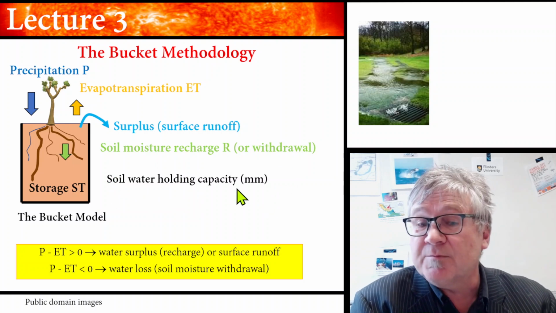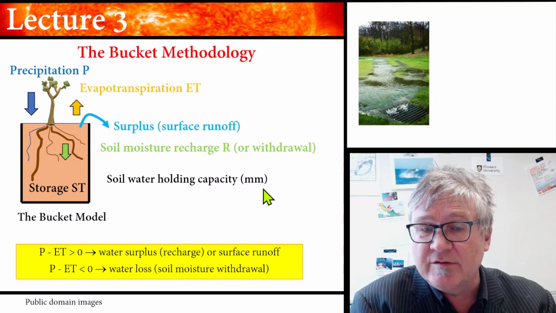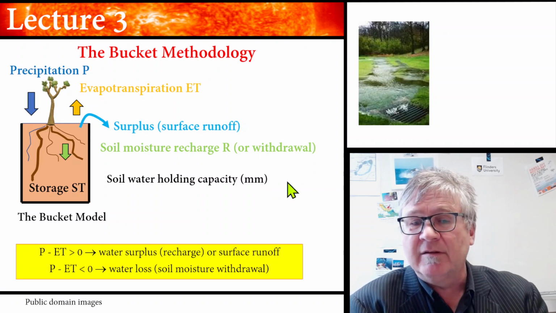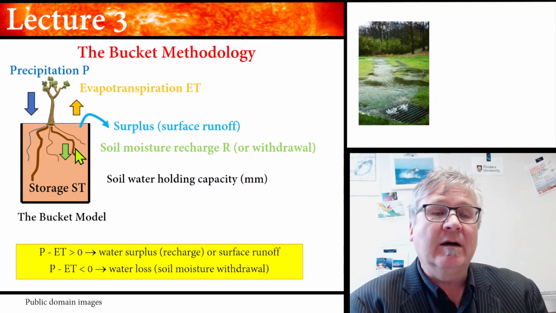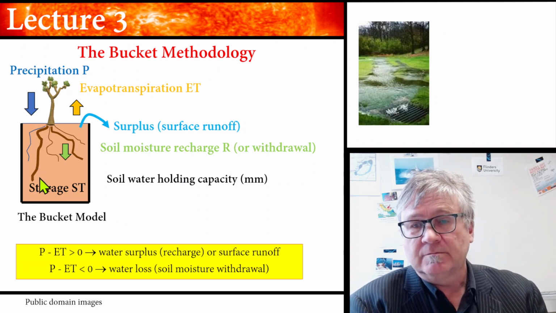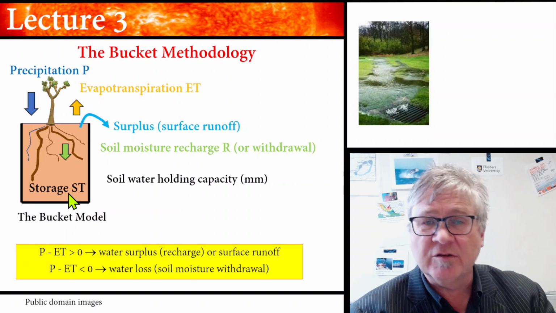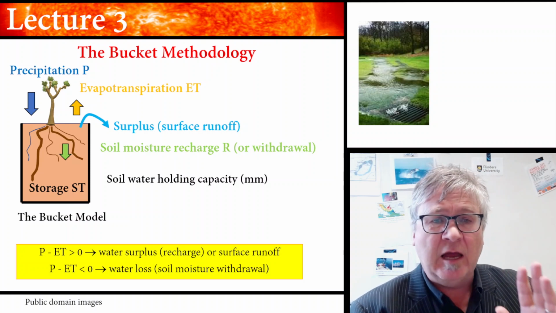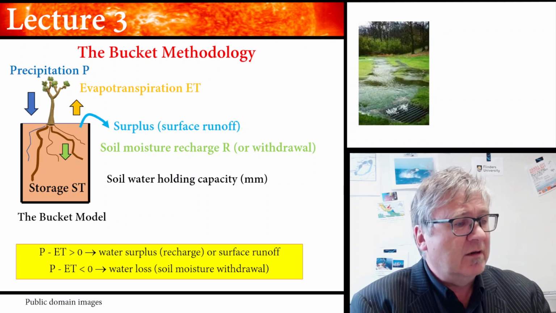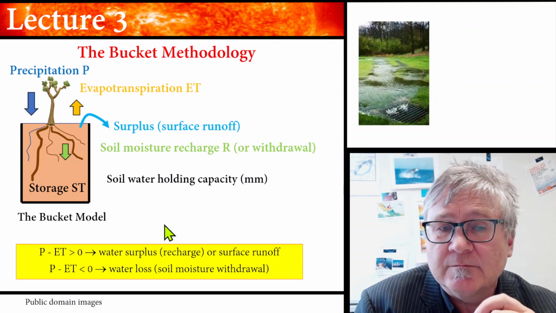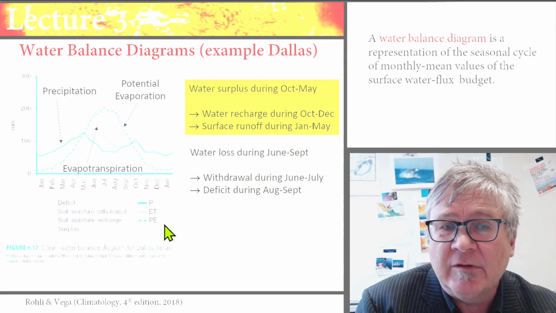You can also express this in terms of millimeters. How many millimeters of rainfall equivalent can your soil hold? Then you can work out some models, put the equations together, and derive the surface water budget. And I'll show you an example. Okay, here we go. The example.